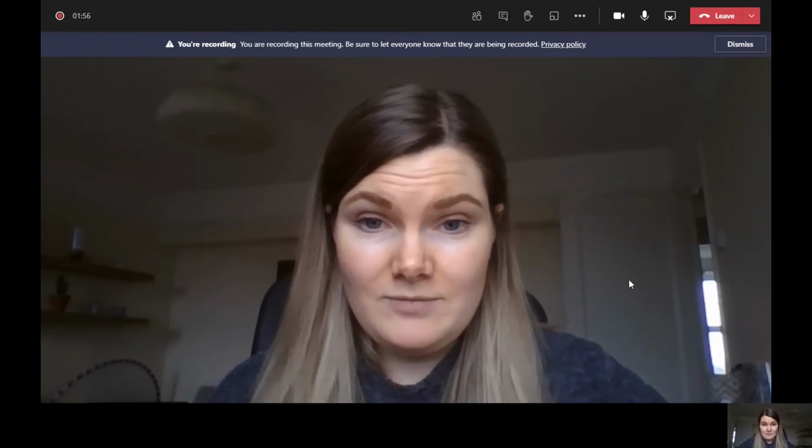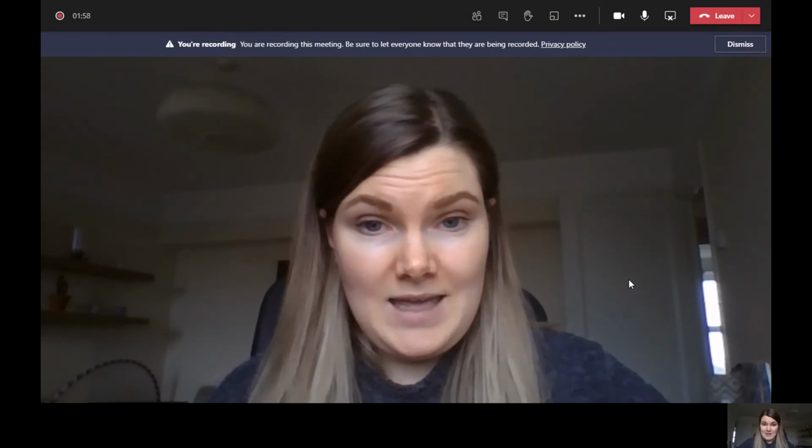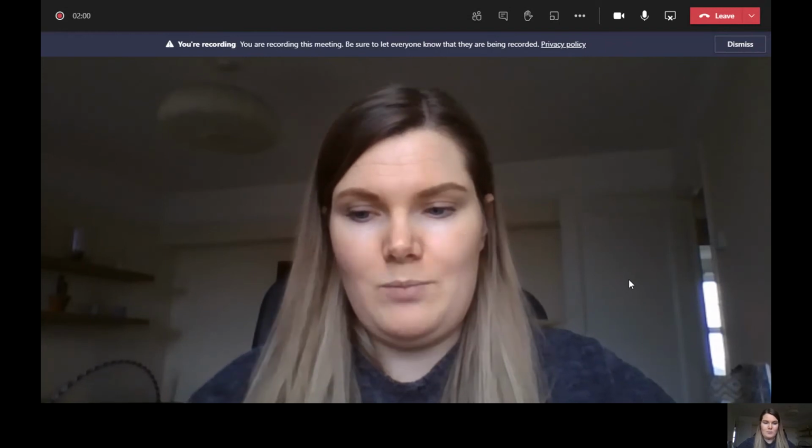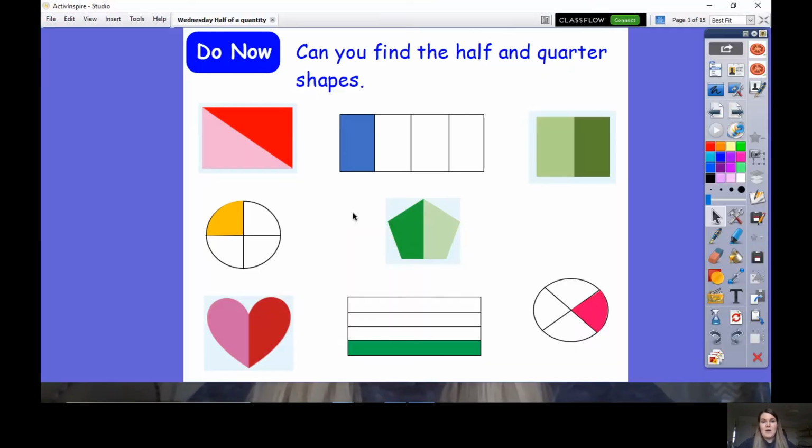Perfect, we are ready. Let's see if we can remember some of our knowledge from before we get started. I would like you to find the half and the quarter of these shapes. You don't need to draw anything down or write anything. All you're going to do is point to the shapes and say if it's a half or a quarter. And you're only going to have 1 minute to do this. Okay, put me on pause. Off you go.